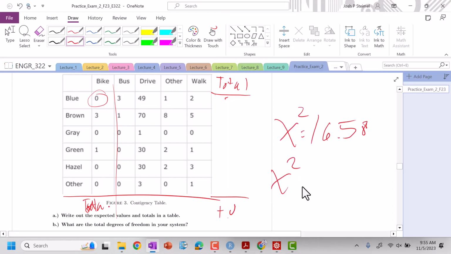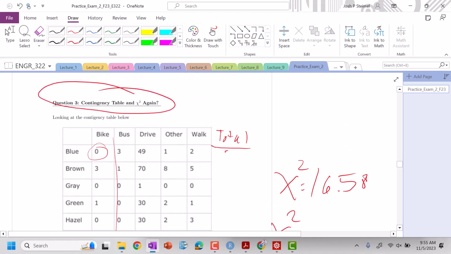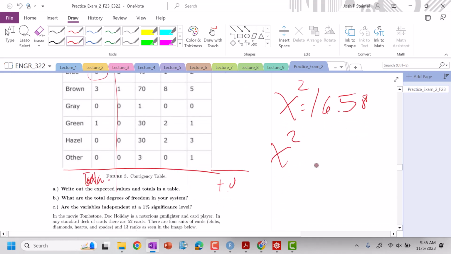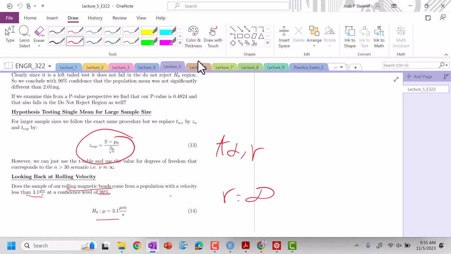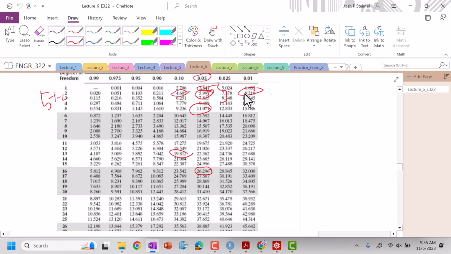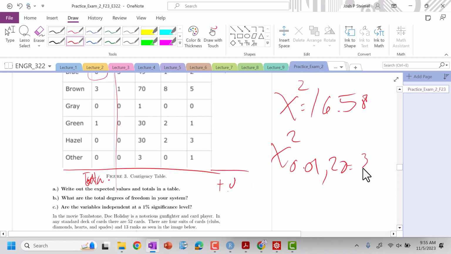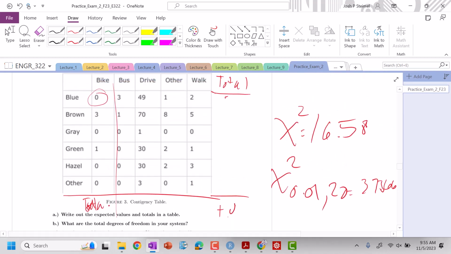My alpha here, what did we ask? 1%, so 0.01, 20. So let's go chi-squared, 0.01, 20, 37.566. So what are we saying here? Well, we are in the do not reject regime. So we are saying that, again, these variables are basically independent.